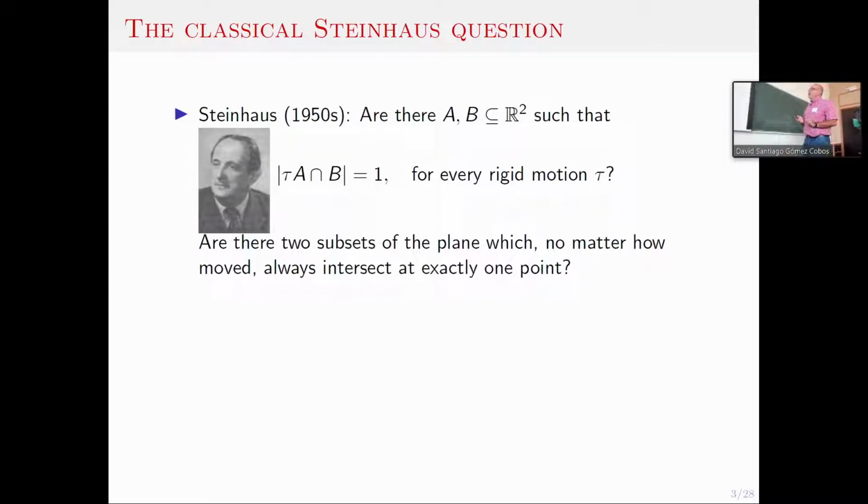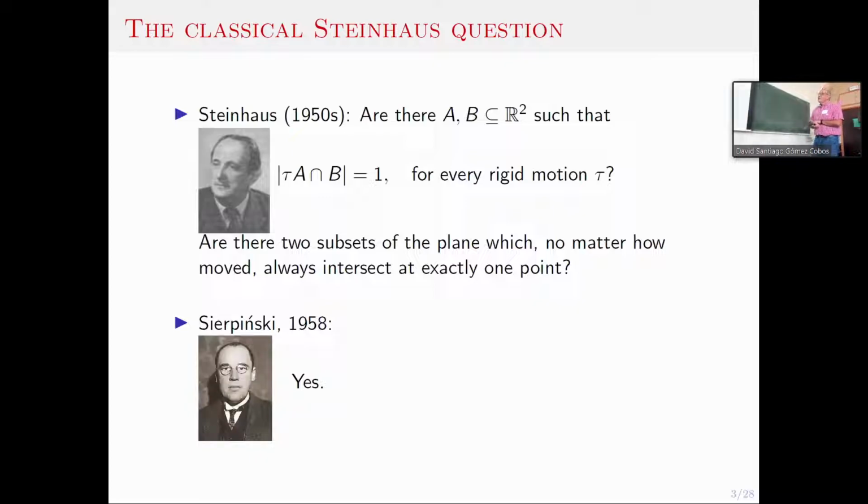Soon after that, Sierpinski answered yes, there are two subsets. He constructed them. Now, these guys did not much care about measurability at that point in time. So sets for them could be anything. They would use transfinite induction, invoke the axiom of choice several times, and so on. So usually what they produced was not measurable, or at least not known to be measurable.